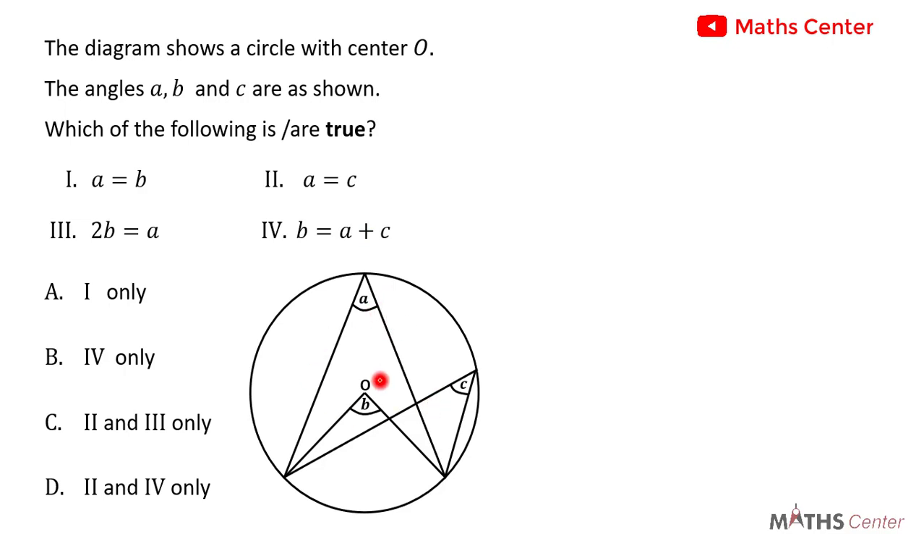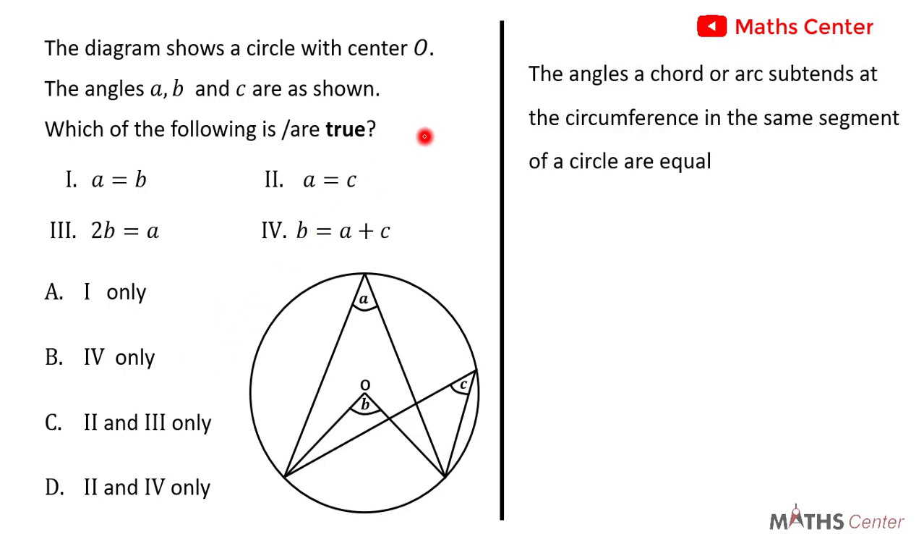We have the diagram here with angles A, B, C. And O is the center of the circle. This is a multiple choice question, and so we are going to solve the question, and after that we will pick the correct option. One of the theorems of a circle is that in a circle, the angles a chord or an arc subtends at the circumference in the same segment of the circle are equal.